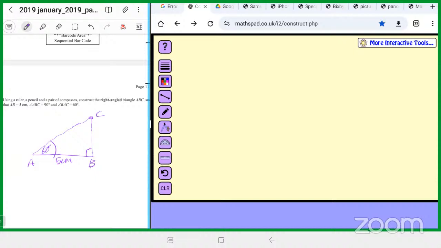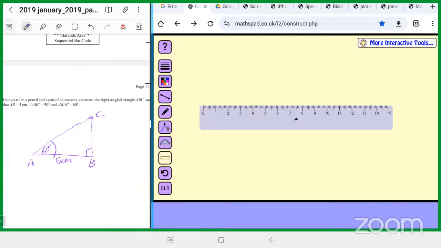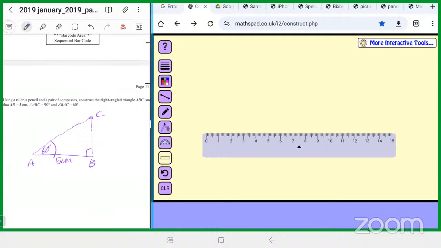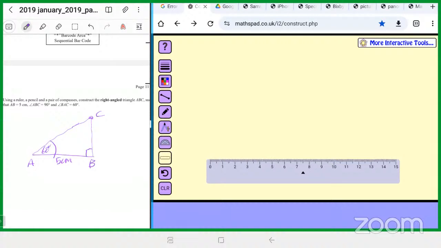But first thing I need is my 6 centimeters. Now you can use your compass to get the 6 centimeters by bringing in your ruler. Sometimes you can just use a ruler. The question did say use a ruler and a compass. I can use a ruler and draw the 6 centimeter line. So measure from 0 to 6 on the ruler, and you stop at 6.